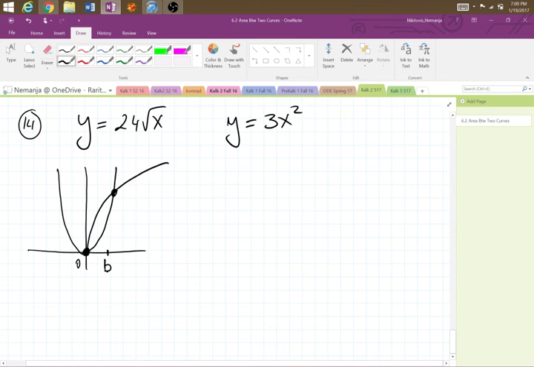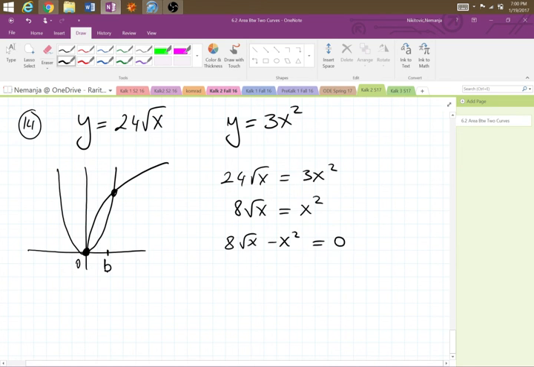So let's go. 24 root x equals 3x squared, which would be 8 root x equals x squared. Do not divide x's ever. Bring it over. Keep factoring. So you can say 8 root x minus x squared equals 0.